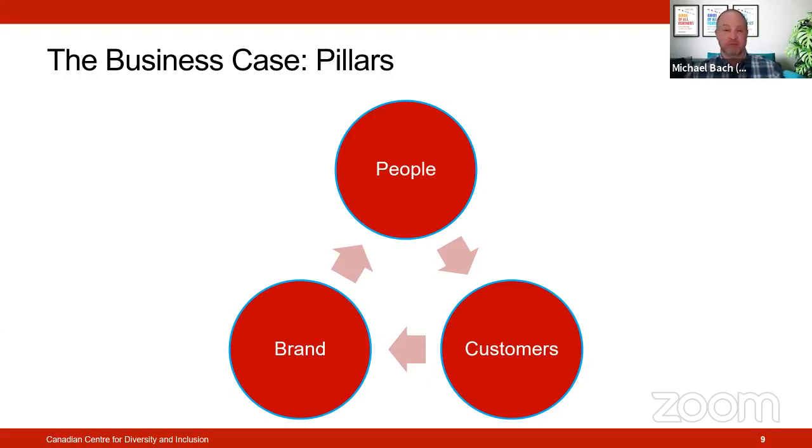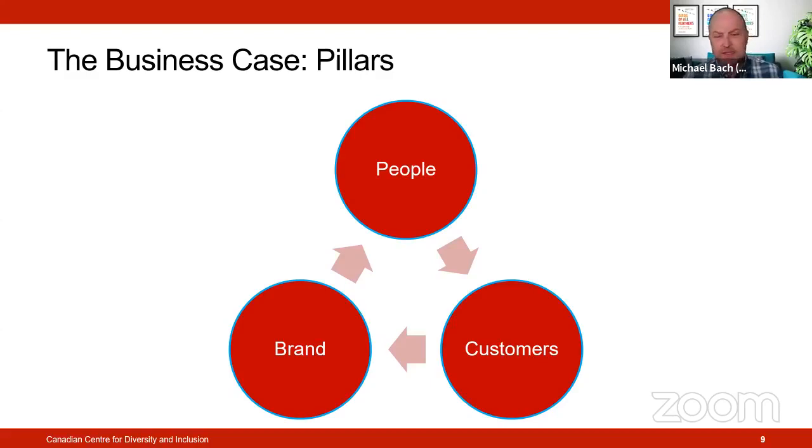Then there's your customer. Do you want more customers? Are you managing to meet the needs of your existing customers? Who are your customers? And who could your customers be? And third is your brand. And again, that's about how you're perceived in the market. Are you known as an inclusive employer? Are you known as an inclusive supplier? If you're not, that's something you need to consider as part of your business case.